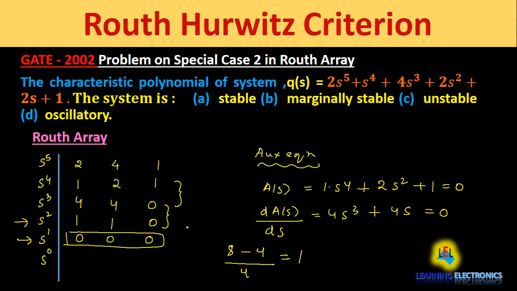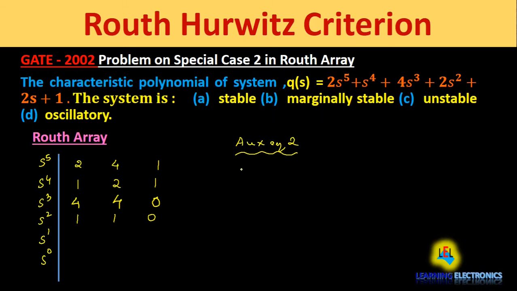So for that we will take the row above this s to the power 1 row, that is we have to take the s to the power 2 row to construct the auxiliary equation. So auxiliary equation 2 will be As² + 1 = 0 we are getting. So again we have to differentiate this equation with respect to s. We will get dA(s)/ds is equal to 2s we are getting.